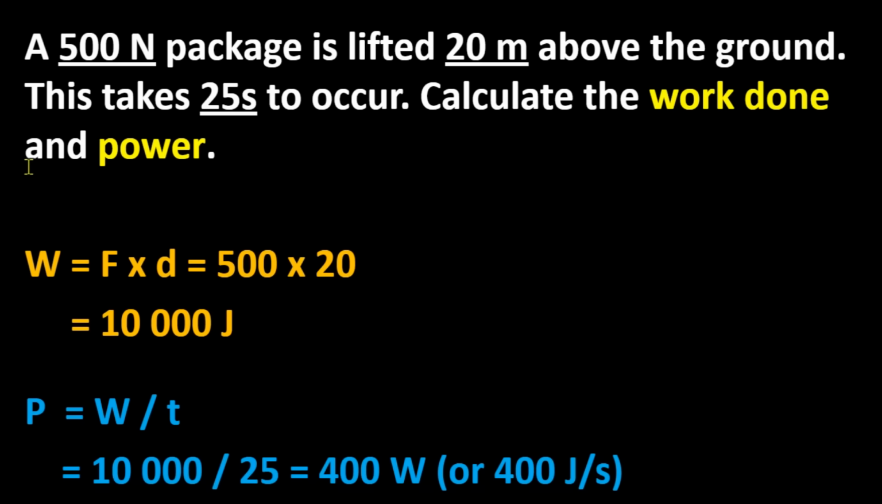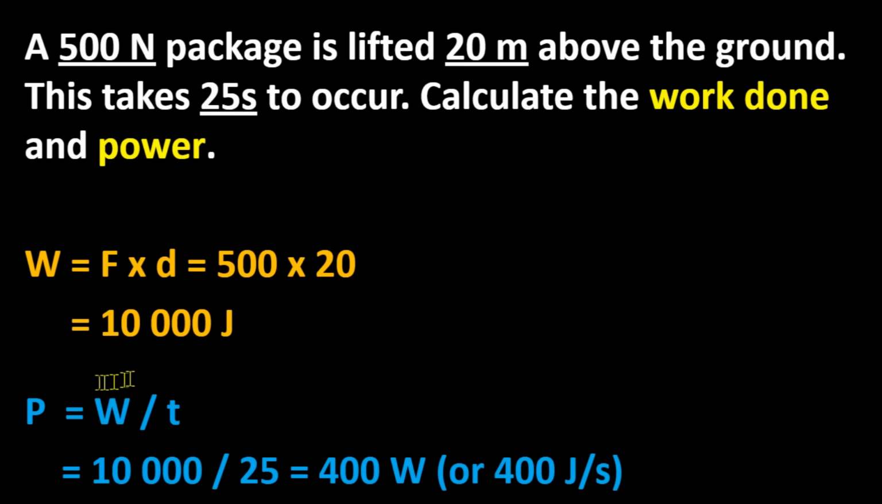Here we have an example question. A 500 Newton package is lifted 20 meters above the ground. This takes 25 seconds to occur. Calculate the work done and the power. Well, the work done would be the force times the distance. The force of the package or the weight is 500 newtons times the distance is 20. 500 times 20 is 10,000 joules.